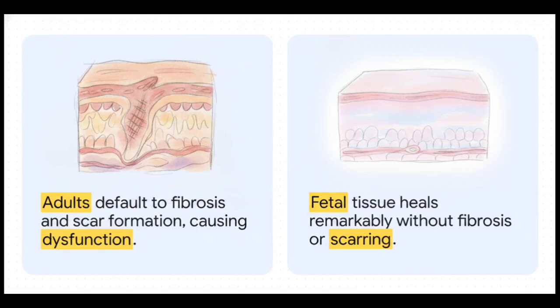For us adults, across literally all organ systems, the body naturally defaults to fibrosis and scar formation. Sure, this closes the wound, but it ultimately causes a degree of tissue dysfunction simply because scar tissue is never as functional as the original tissue. But early gestation fetal tissue possesses this remarkable biological ability to heal completely scarless, no fibrosis whatsoever. The tissue is perfectly regenerated. So understanding adult wound healing means understanding a process that prioritizes speed and closure over perfect structural regeneration.